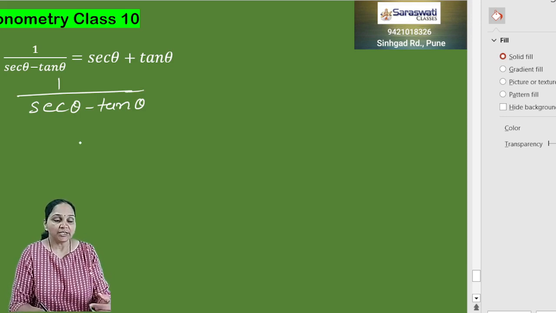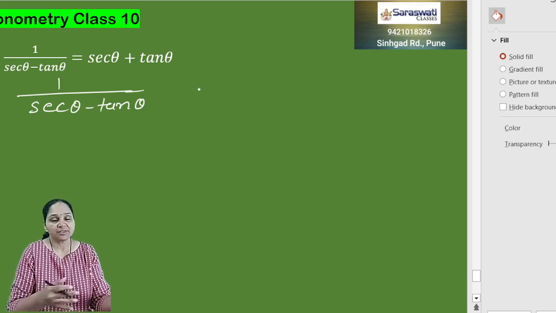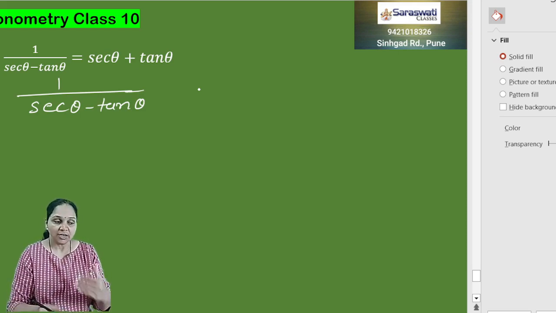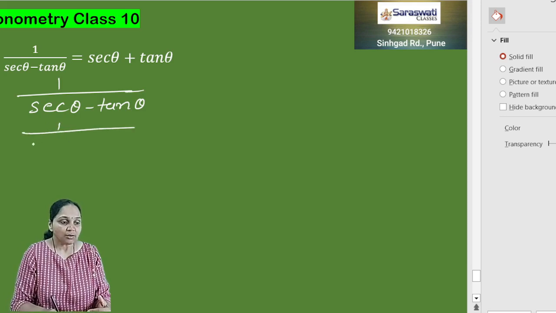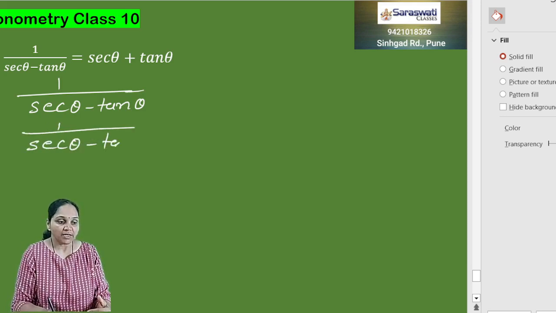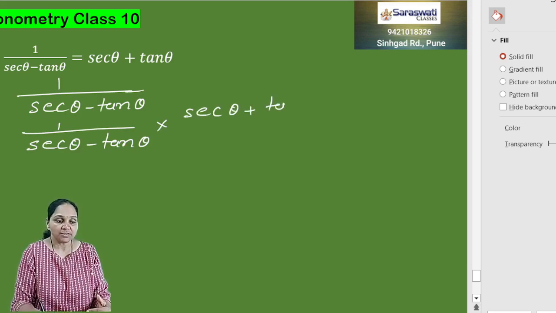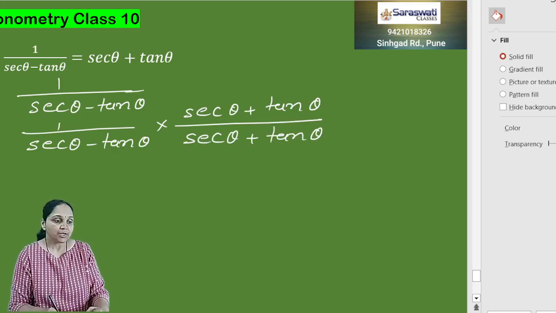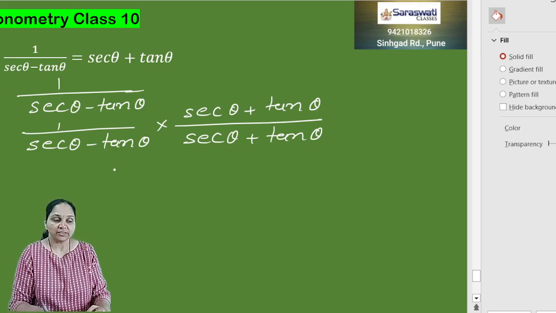सो मल्टीप्लाइंग बोथ न्यूमरेटर एंड डिनोमिनेटर बाय सेक थीटा प्लस टैन थीटा. हम ऐसा कर सकते हैं कि जो भी करना है दोनों पे करो, न्यूमरेटर और डिनोमिनेटर. सो 1 अपॉन सेक थीटा माइनस टैन थीटा इनटू sec theta plus tan theta and upon sec theta plus tan theta. Clear? Now 1 into sec theta plus tan theta is sec theta plus tan theta upon.